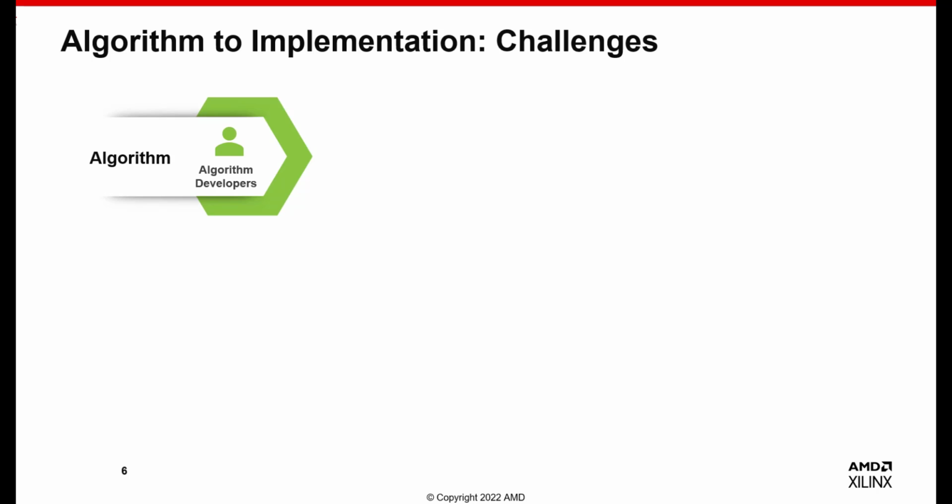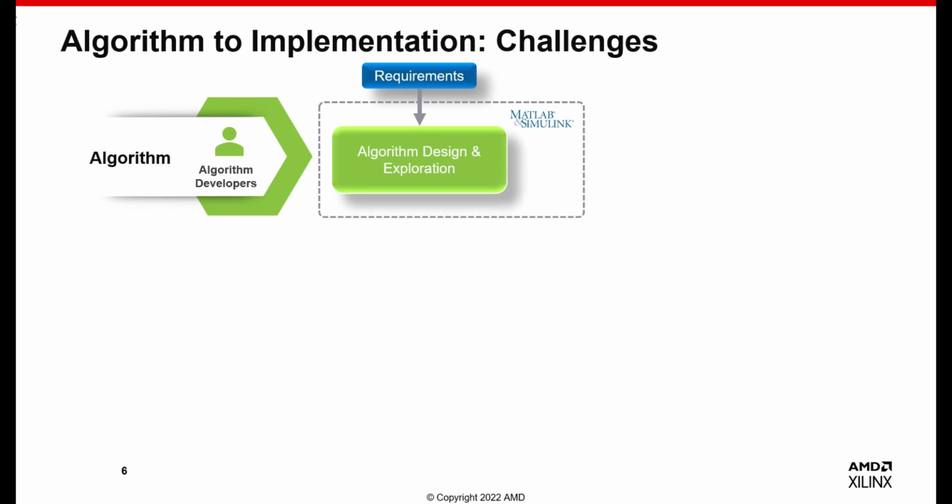The path from algorithm to implementation on FPGAs and adaptive SoC devices is not straightforward. Let's take a quick look. The first step of any product development is requirements gathering from the algorithm exploration and design phase. Every company has an algorithm development team. These are domain experts. The focus of these developers is using a high-level language to express the algorithm and create a proof of concept of their product. This is also where MathWorks' flagship tools, MATLAB and Simulink, come into the picture.